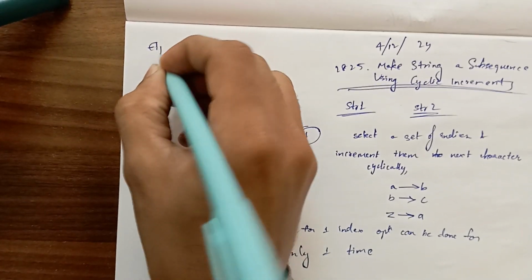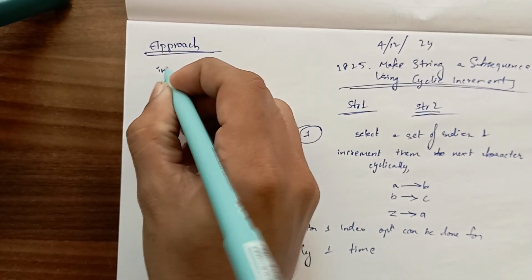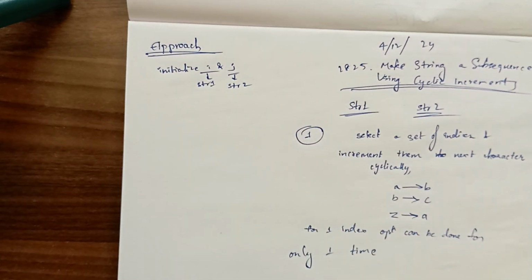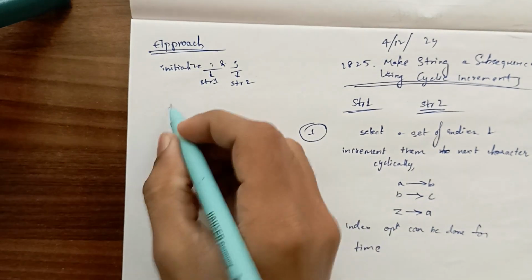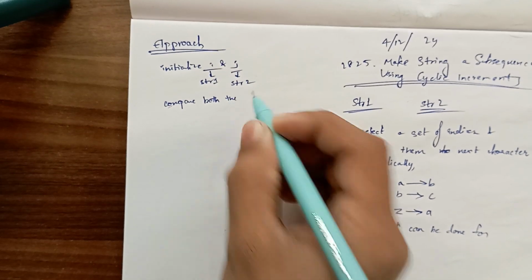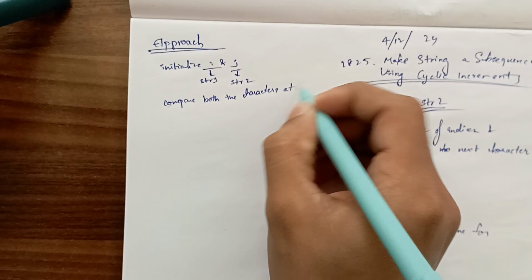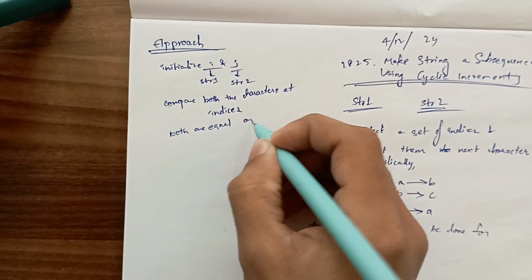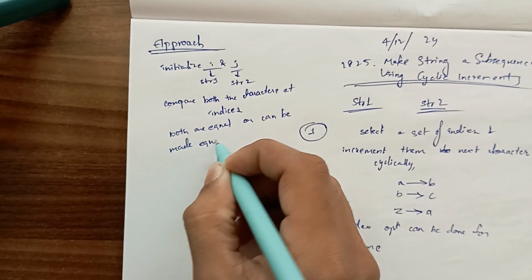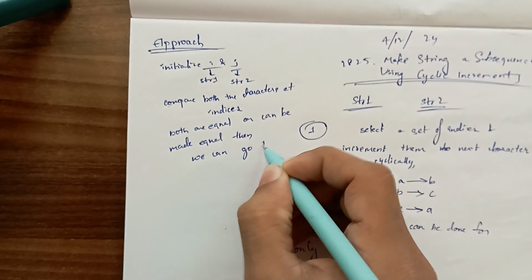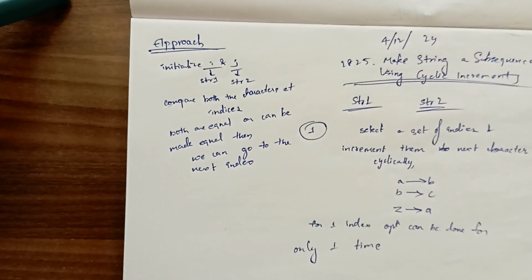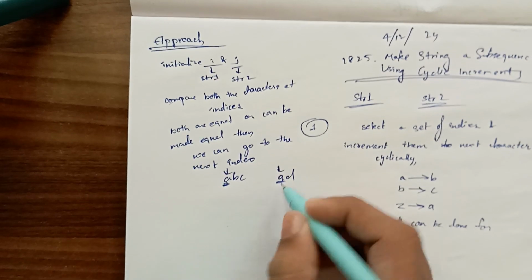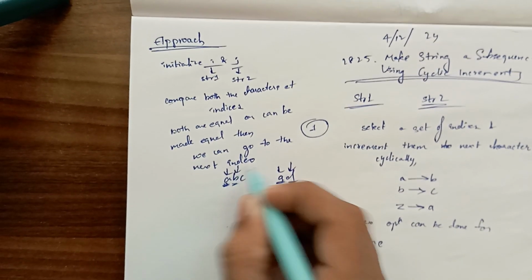Now the approach for this problem is initializing I and J for string 1 and string 2 respectively. Now, we have string 1 and string 2. Compare both the characters at the indices. If both are equal or can be made equal, then we can go to the next index. That means, as I said in the previous example, A, B, C and A, D. So A and A at I, J are equal. So we are incrementing I and also J.